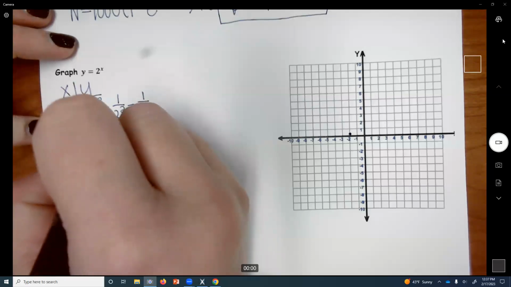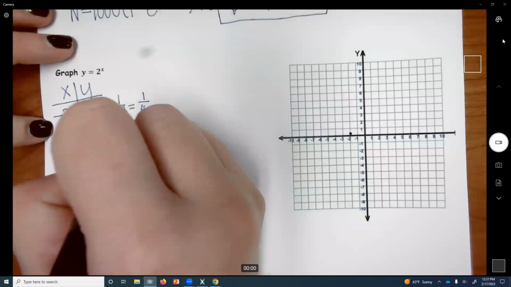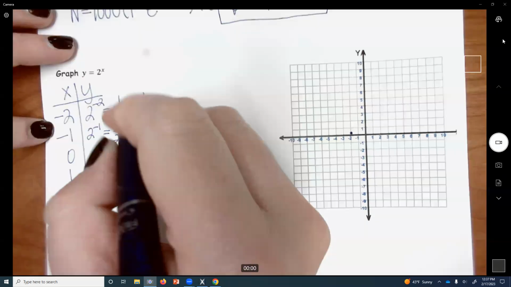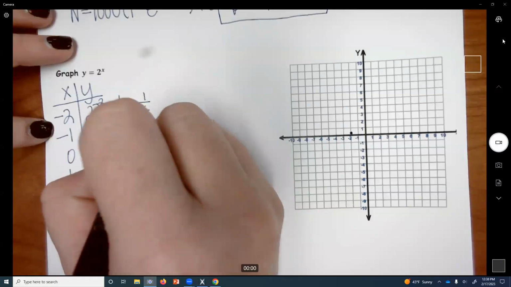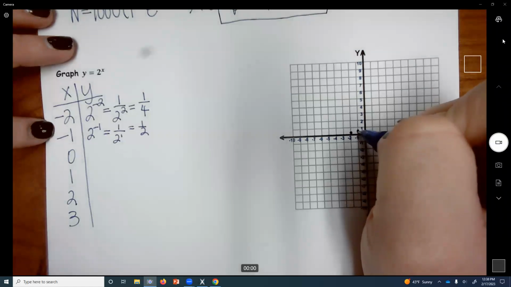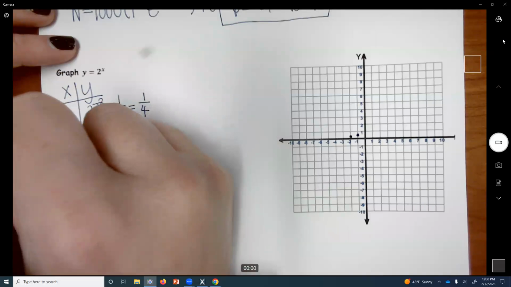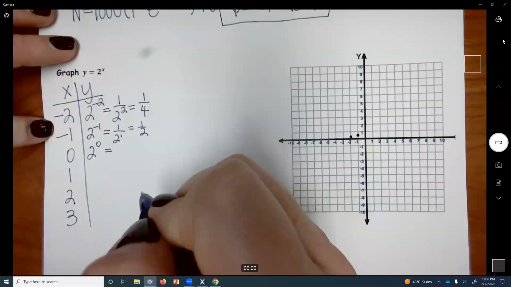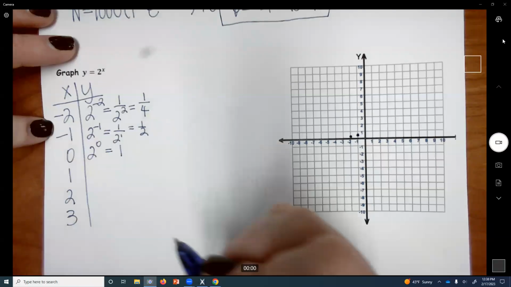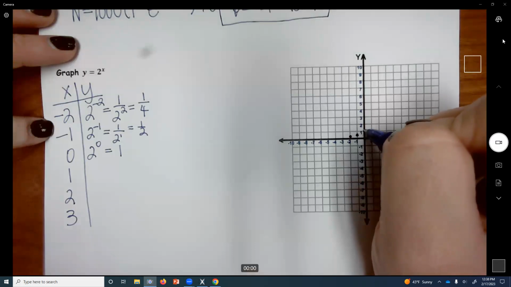Let's plug in -1. We got 2 to the negative first, which is (1/2) to the first. That's how you turn that exponent positive: you put it down to the denominator. So that is 1/2, which is right there. I put in 0. I've got 2 to the 0 power. Anything to the 0 power is 1. So we have (0, 1).